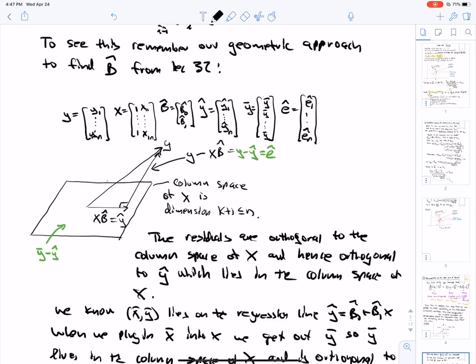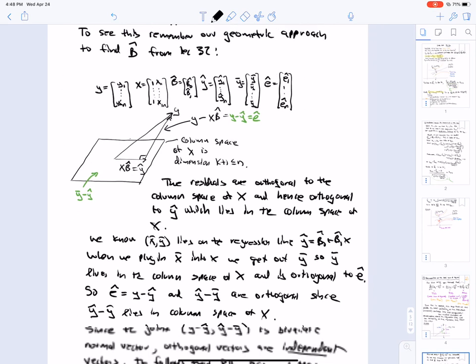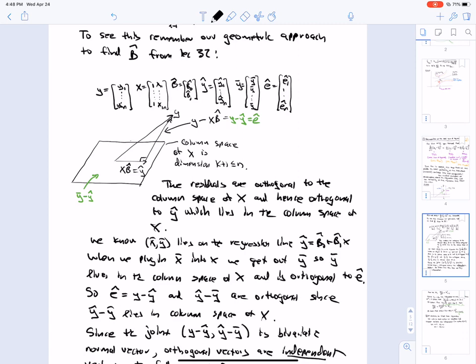So y hat is that point such that it's the orthogonal projection of y onto the column space. That defines the beta hat such that the Euclidean norm of the residual is as small as possible. So the residuals are orthogonal to the column space of x and hence orthogonal to y hat, which lies in the column space of x.